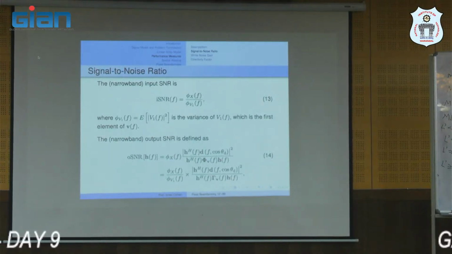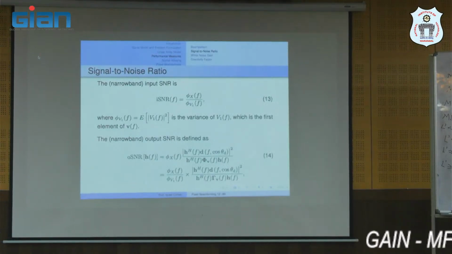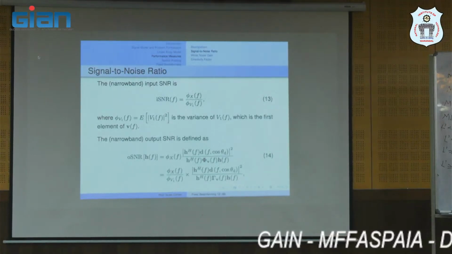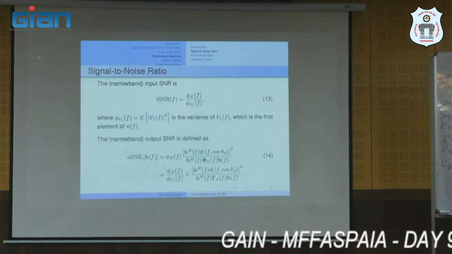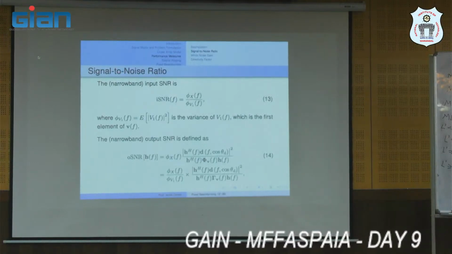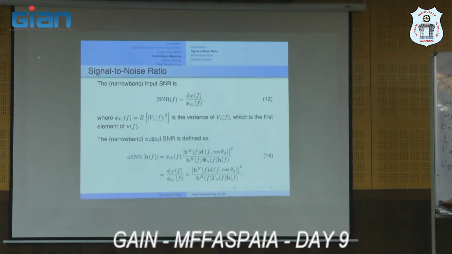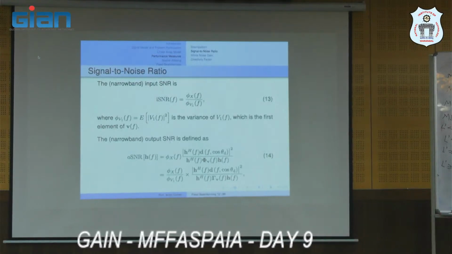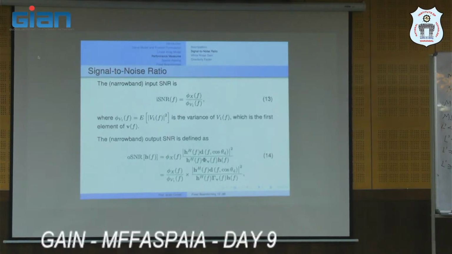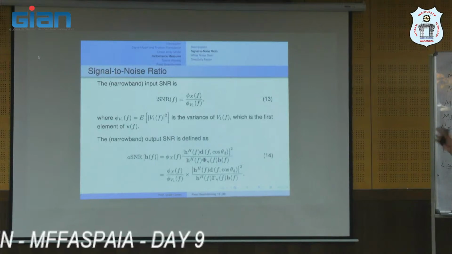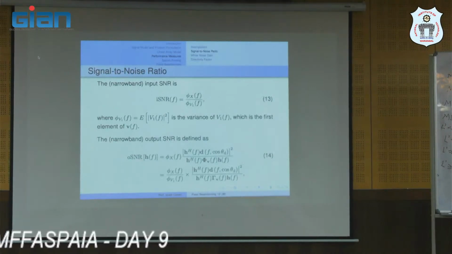Actually, what we want is that the desired signal, the signal that comes from theta d, where we assume that we know the desired direction, will be undistorted. And signals that come from other directions, which are undesired, will be suppressed as much as possible. Of course, we cannot do that.